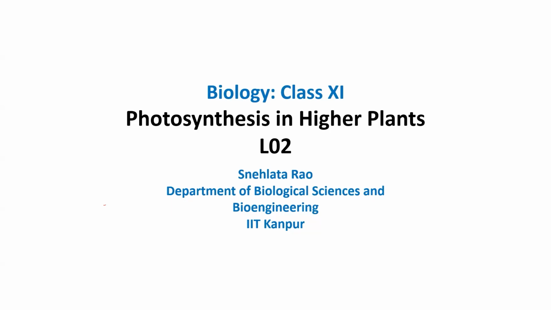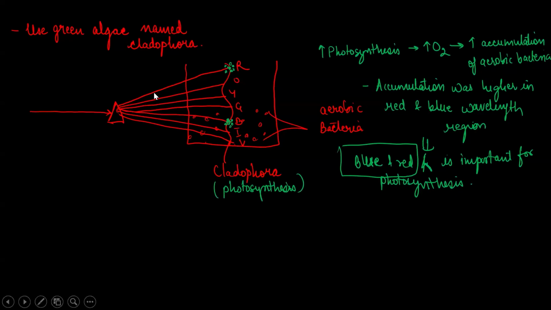Today we will continue with the next lecture of the chapter Biosynthesis in Higher Plants. In this lecture we will start from where we left in the last lecture. In the last lecture we studied an experiment performed by T.W. Engelmann, who described what wavelength of light is important for photosynthesis.